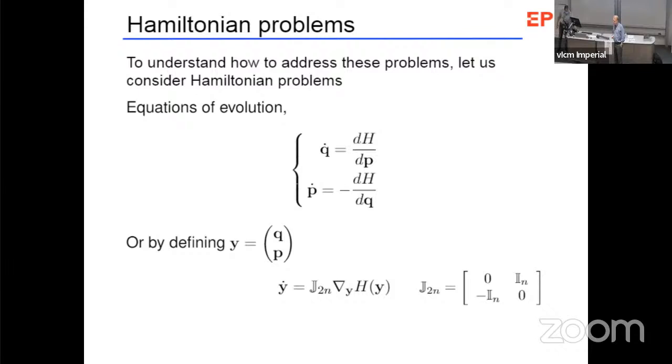So to give some sort of framework for how to understand these problems and how to potentially solve some of them, let me look at Hamiltonian problems. Hamiltonian problems, for those of you who are less familiar, are framed like this. P and Q are called the conjugate variables, and H is the Hamiltonian, which is typically the energy, but it doesn't need to be the energy. It can be other things, but in most cases it is an energy. If you write that in system form, you get an equation that looks like this, where J is the skew-symmetric operator. This problem is called the canonical Hamiltonian problem.